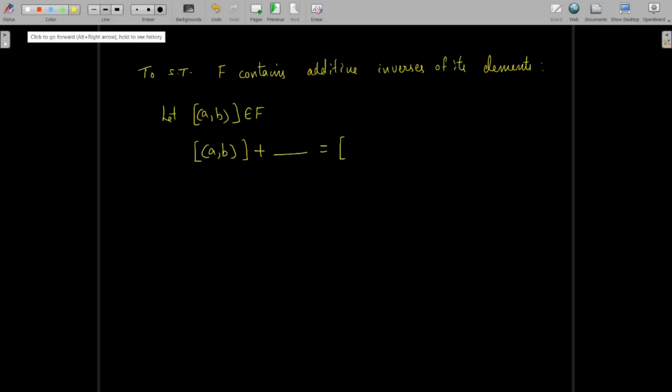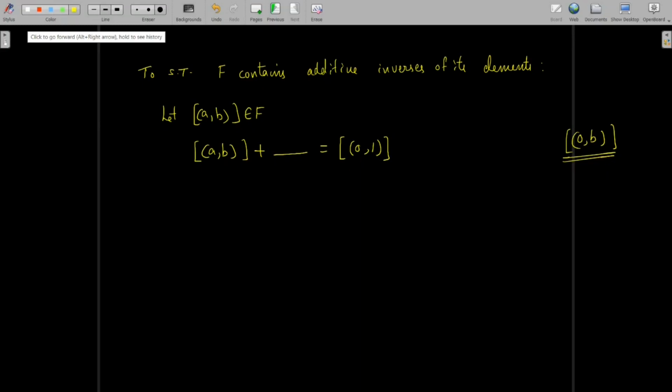And what is the additive identity of F? We have already shown that the equivalence class of (0,1) is the additive identity of F, or it can be denoted as the equivalence class of (0,2), (0,3), etc. For example, the equivalence class of (0,b) for any b becomes the additive identity of F. For our convenience, we are taking it here as the equivalence class of (0,1). And what will be the element that, when added with the equivalence class of (a,b), results in the equivalence class of (0,1)?